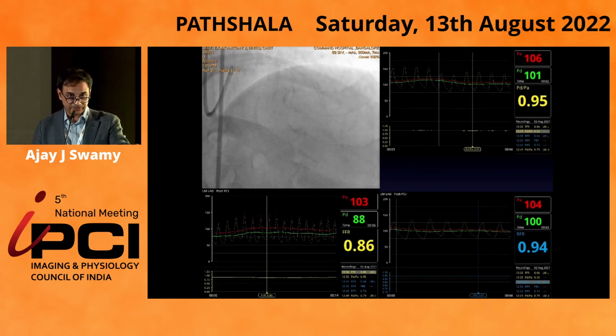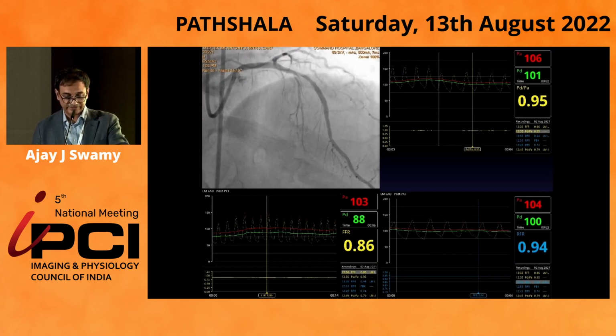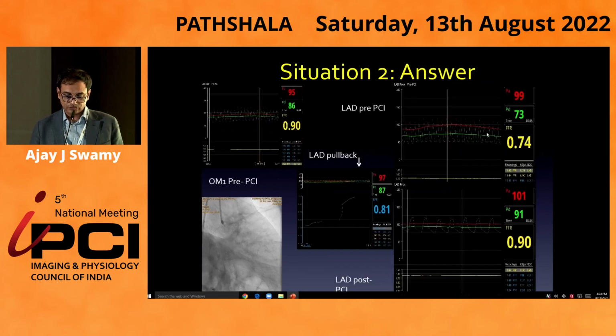So it didn't really work as far as the FFR or the RFR was concerned. So what it did show us is there was a lesion in the distal OM and one intermediate lesion in the circumflex. After stenting the distal OM, the circumflex was not at all significant, but the LAD that didn't appear significant actually had an FFR of 0.74, and then that was stented. The LAD pullback showed exactly where the location was, and we managed with a single stent with an FFR of 0.90 at the end.